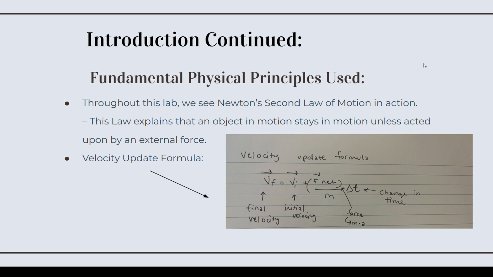So, some fundamental physical principles used. Throughout this lab, we get to see Newton's second law of motion in action. This law explains that an object in motion stays in motion unless acted upon by an external force. And the velocity update formula is presented right here on the right. It basically explains that the final velocity is equal to the initial velocity plus F net, the force, over mass times the change in time. So this is basically what this lab will go over.